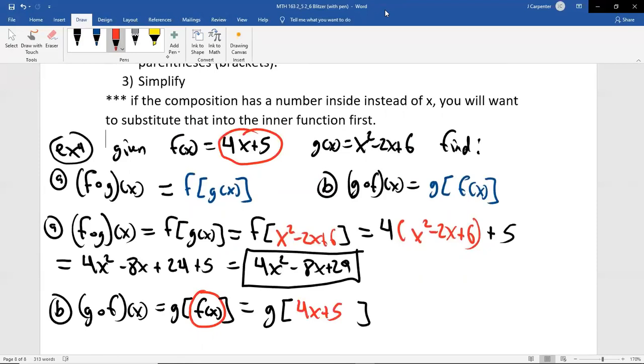How did I know to replace it with 4x plus 5? Because it told me to. If that said g of 2, I would just be plugging 2 into the g function. This would be a much simpler problem.